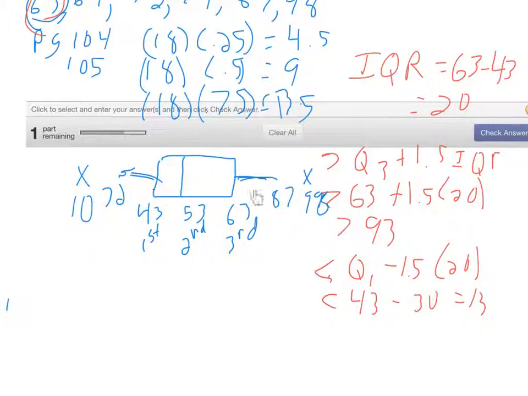They're beyond the whiskers, and I calculated here to find out the length of the whiskers. And so I hope this helps.